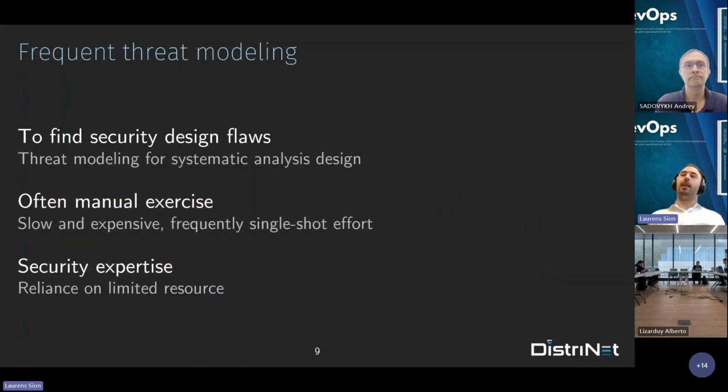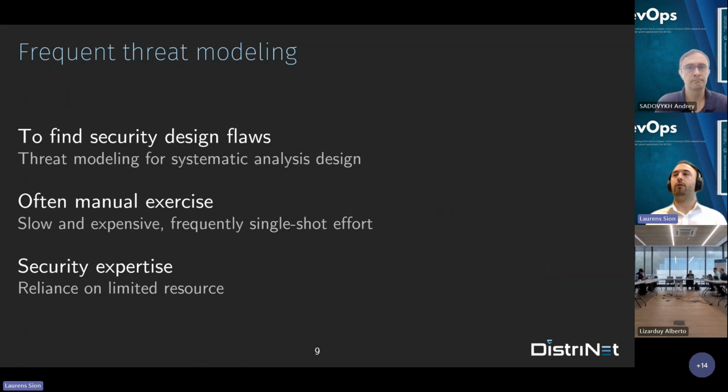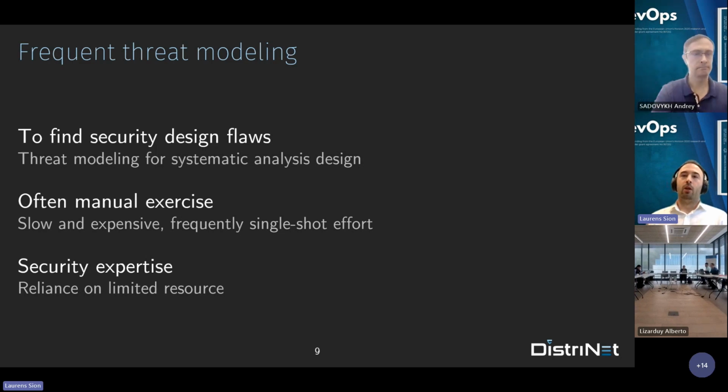And to be able to think and answer these kinds of questions, we need to perform very frequent threat modeling to find these kinds of flaws in the system. So threat modeling is really a good technique to do a very systematic analysis of the design of your system. Now, the problem with this technique is that it's often a manual exercise. So it's performed by people that really sit down, do the diagram, and do the analysis manually. And that, of course, makes this type of assessment very slow and expensive. And as a result of that, it's very commonly a single-shot effort. So you do an analysis once, and then hopefully you do something with the results.